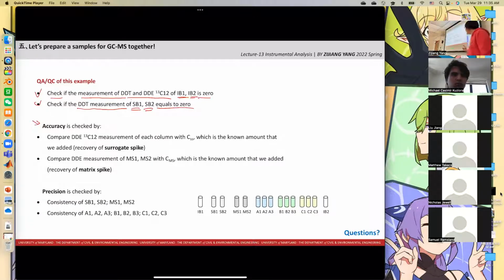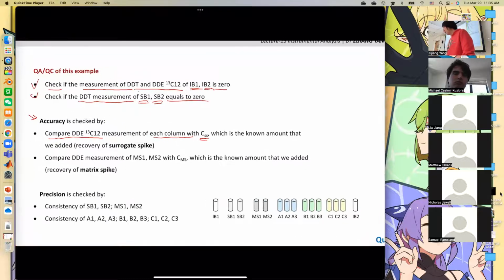These are general checks, and then we are going to check the accuracy. For the accuracy, first, we compare the DDE C13 measurement of each column with CSS, which is the surrogate concentration. Basically, we compare the measured surrogate concentration with our known surrogate concentration, and so we can calculate the recovery of the surrogate spike. Note that the surrogate spike recovery equals the C measurement divided by the spike concentration, in this case CSS, and then we multiply by 100%.